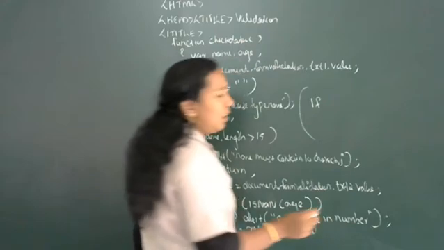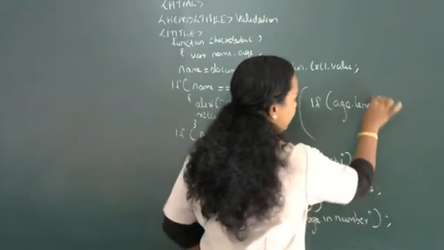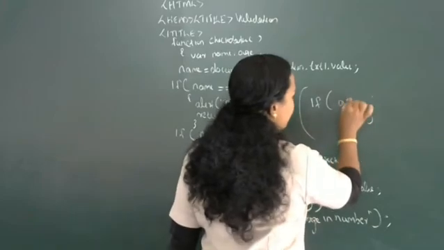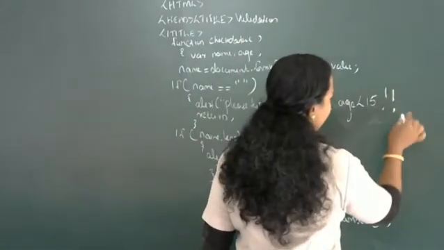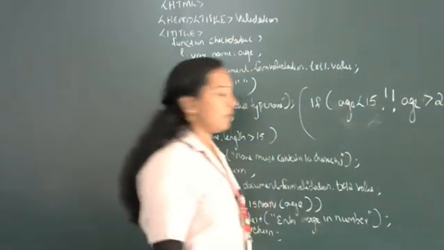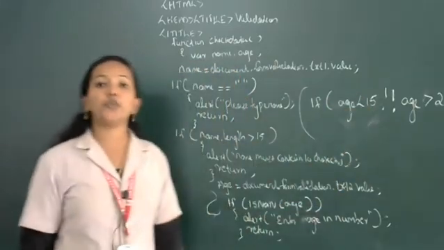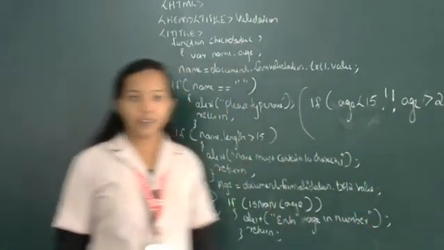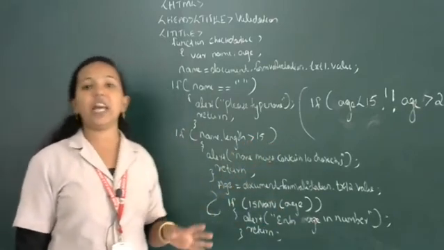Then another validation statement is also present. If age dot length, otherwise age less than 15 or age greater than 20. We can write like this. If age less than 15 or age greater than 20, that means the age limit is between 15 and 20. Okay, if it is not, that means if the condition is not satisfied, then again we will get an alert message.